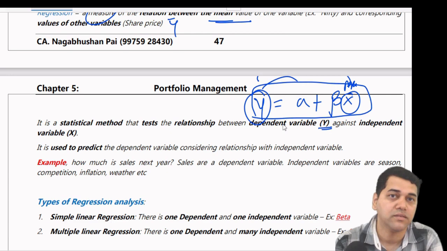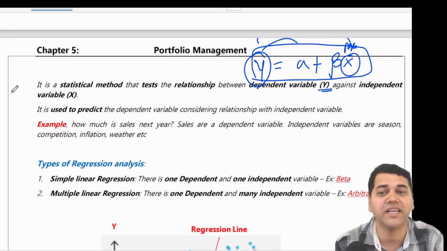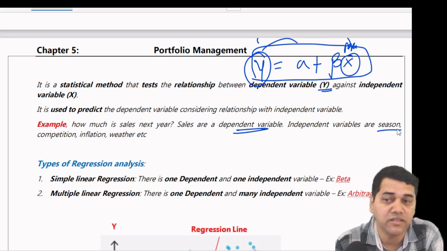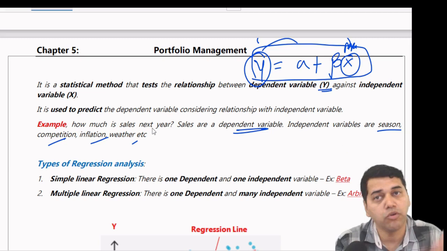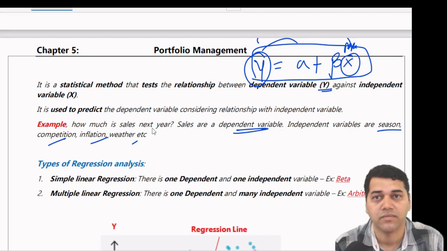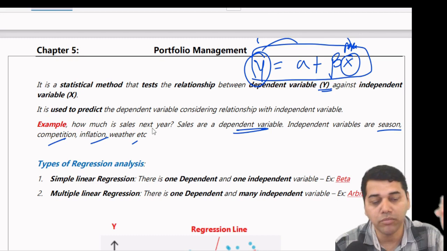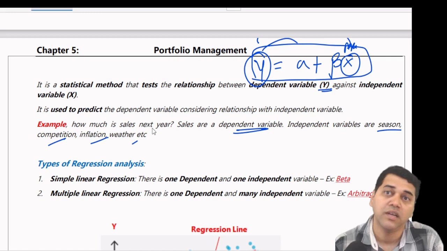It is used to predict the dependent variable. Example, how much sales in the next year? Sales is the dependent variable. And say season is there, competition is there, inflation is there. Year itself is one independent. The more time you spend in the market, the more sales are going to happen eventually. That's why, you know, MTR says since 1924. It's the brand. You are there in the market for a quite long time. That itself says that you are a consistent person. And your sales are bound to go up in the long run. Followed, no?